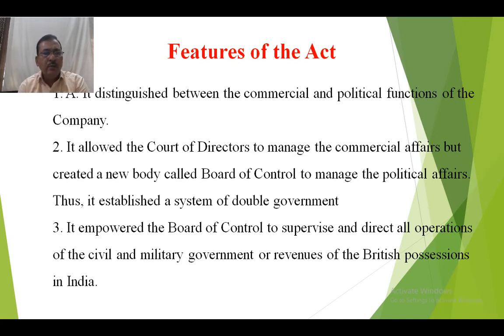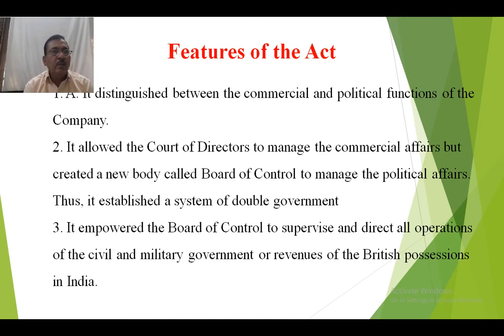Another feature of this act was that it allowed the Court of Directors to manage the commercial affairs. The company, that is the East India Company, had the Court of Directors who used to manage the financial affairs of the company. In order to curb the affairs of the company, they allowed the Court of Directors to manage only the commercial affairs. But in addition to that, they created a body called the Board of Control to manage the political affairs. Political affairs here means the administrative powers.